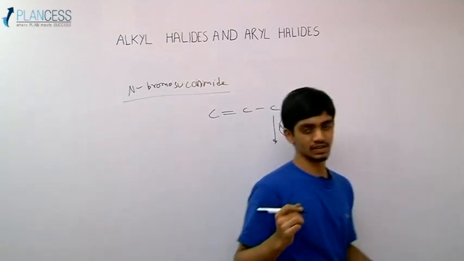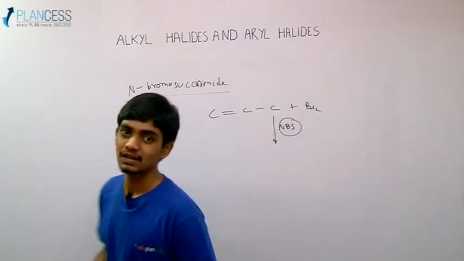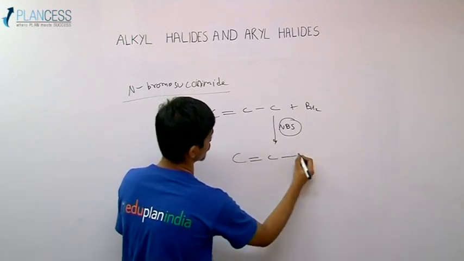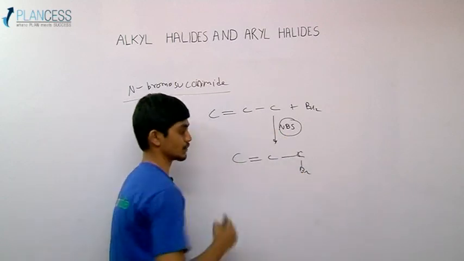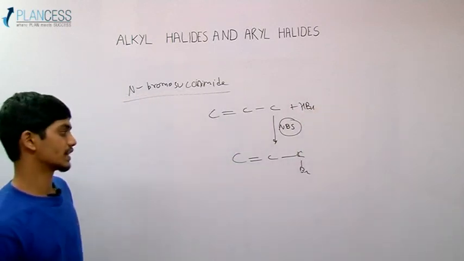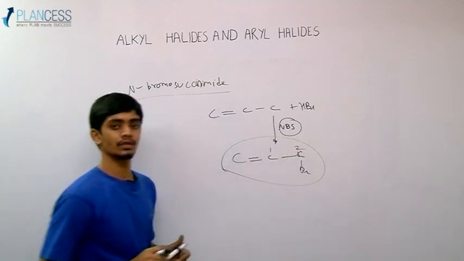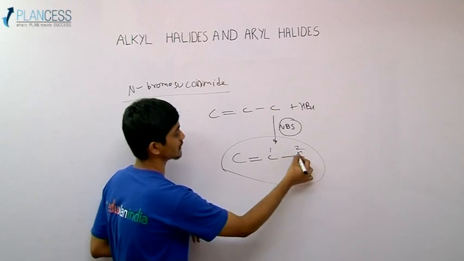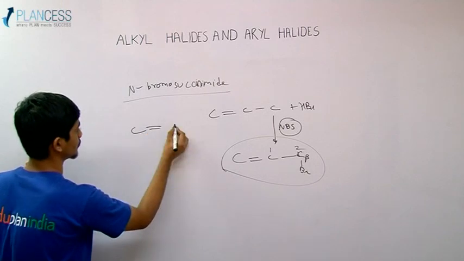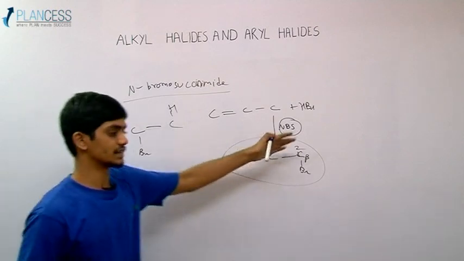Now this N-bromosuccinimide, what does it do? How does it change the course of the reaction? It actually changes the course of the reaction drastically by producing this kind of product. So we see, if we take HBr instead of Br2, then what we get is a halide in the 1,2 position. So you can see that this is in beta position to the double bond and not at the double bond.